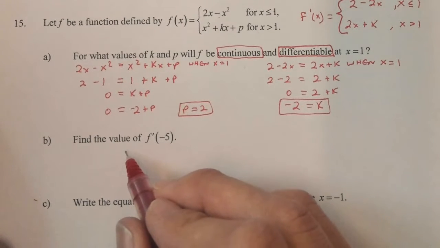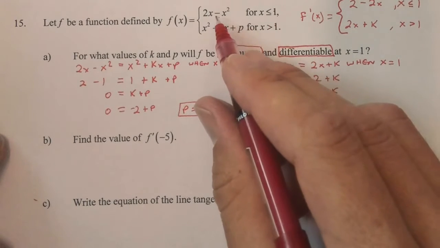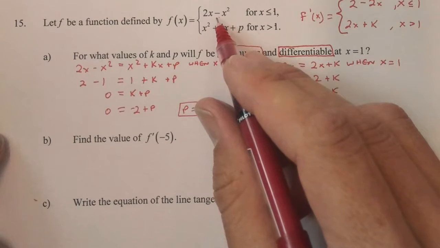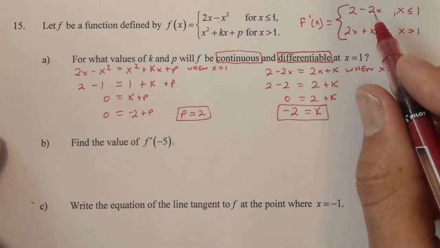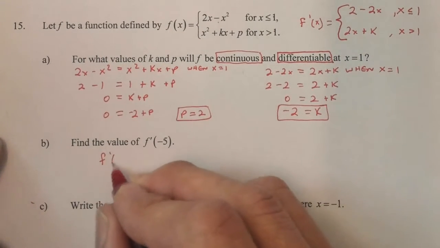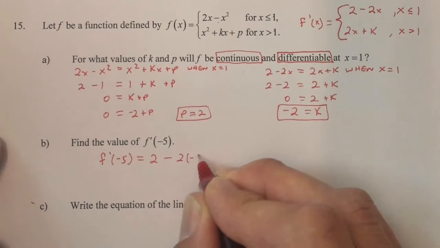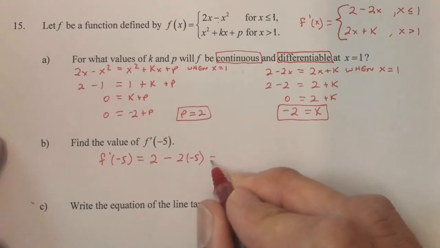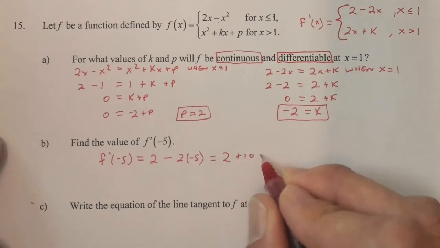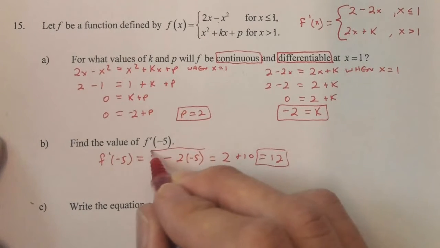Find the value of f prime of negative 5. Well, negative 5 is less than or equal to 1. So we're going to plug negative 5 into the derivative of 2x minus x squared. Be careful, don't plug negative 5 in here. Plug negative 5 in there. So f prime of negative 5 is going to be 2 minus 2 times negative 5, which is a perfectly fine answer. If you choose to simplify it, we have 2 plus 10, or 12. But again, you don't need to simplify.